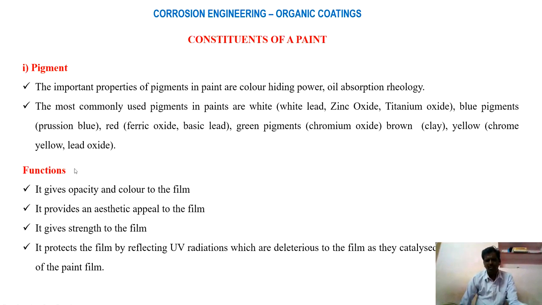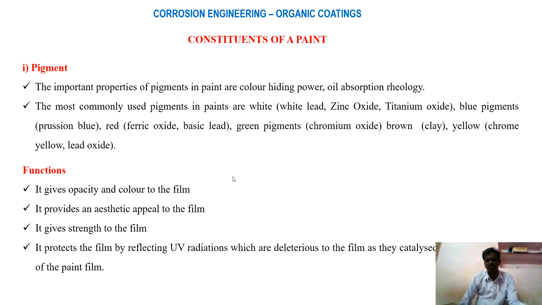These pigments give opacity and color to the film, and they give good appeal and strength to the film. If the film is exposed to sunlight, then the UV radiation decolorizes the surface of the coating, and it may decompose the surface by producing pores. These pores are very dangerous because the metal present inside the film may get corroded. So that's why we have to use these pigments.